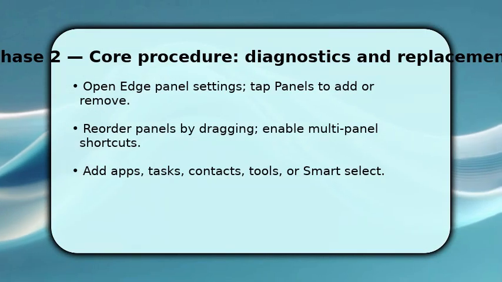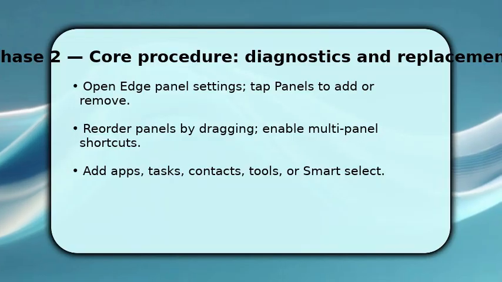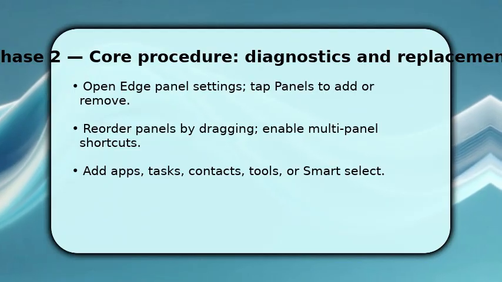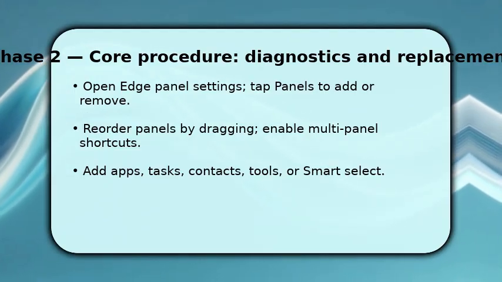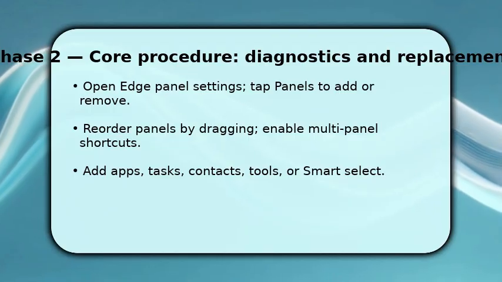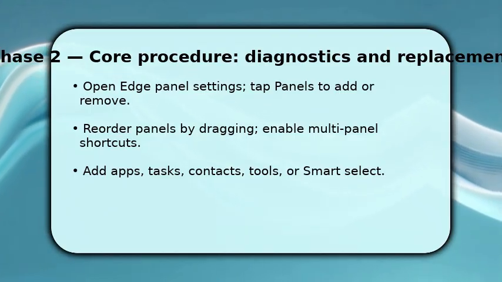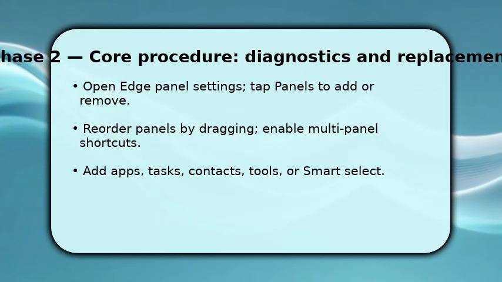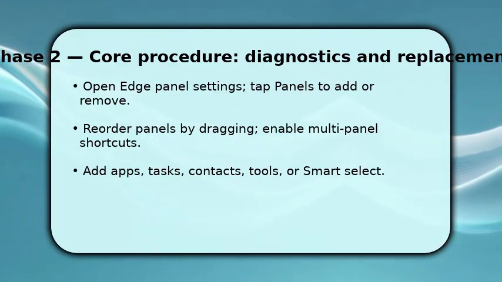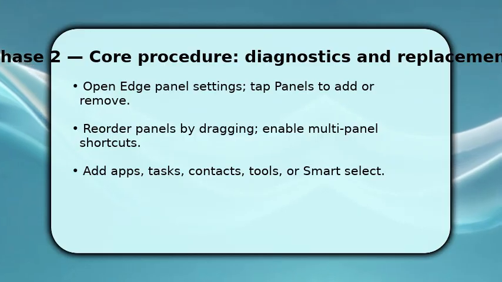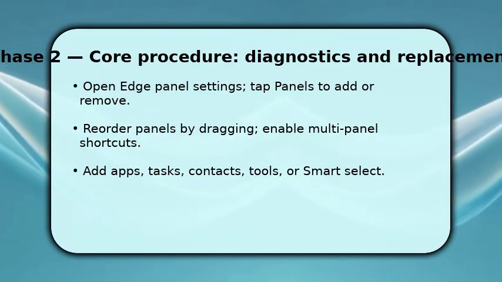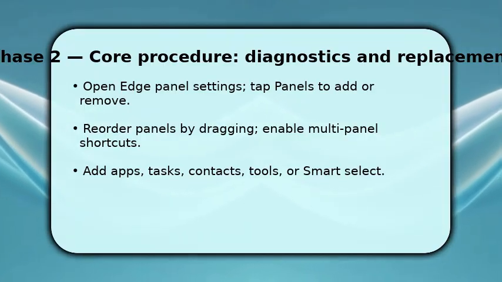Now you customize the content so the Edge panel saves time. Open Edge panel settings and tap panels to add or remove specific ones: apps, tasks, people, tools, Smart Select. Drag a panel left or right to reorder. The first panel is fastest to reach. Add apps or specific tasks by tapping Edit, then choose direct actions such as split screen or compose. Make sure to enable multi-item selection where available, because that turns a single swipe into multiple quick actions.